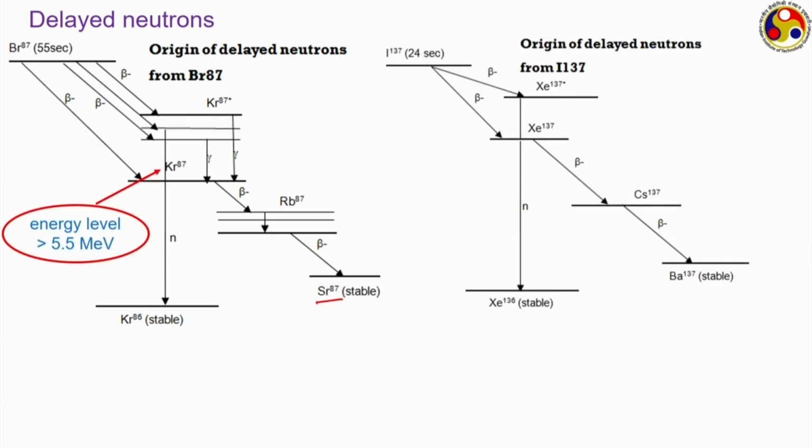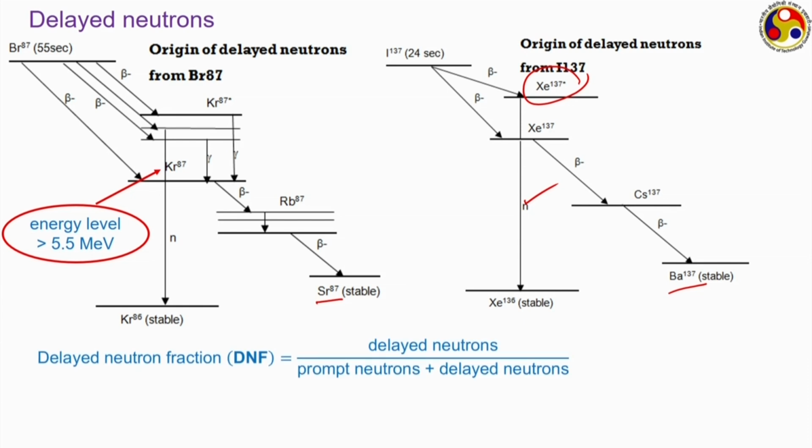Here is another example with iodine 137. It has a half life of 24 seconds, and again it can go through beta decay to produce either xenon 137 or xenon 137 star, that is excited. Xenon 137 goes through 2 levels of beta decay to reduce to barium 137, but it is also possible, like here, that this excited state has an energy content so high that it can dislodge one neutron from its nucleus, thereby giving this particular delayed neutron. The final product is xenon 136.